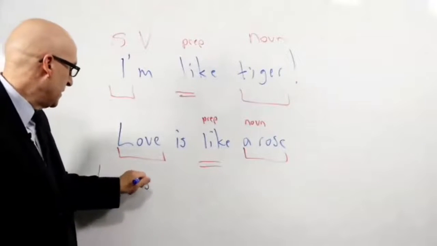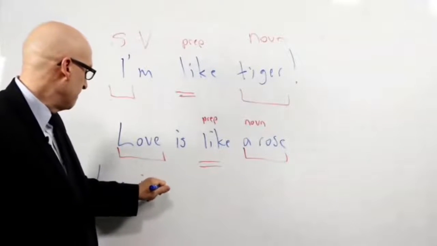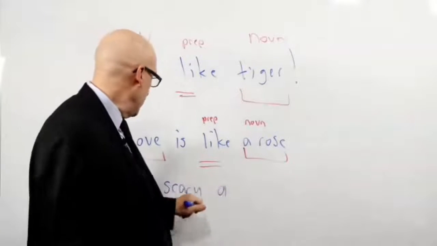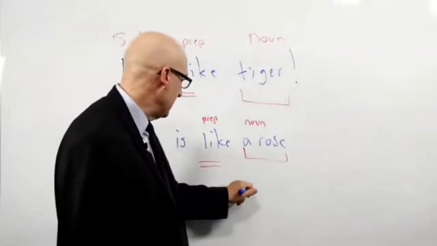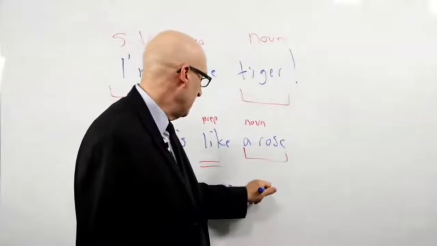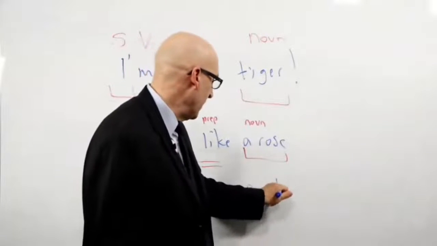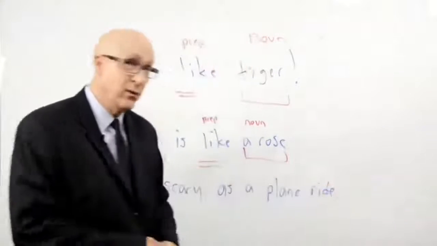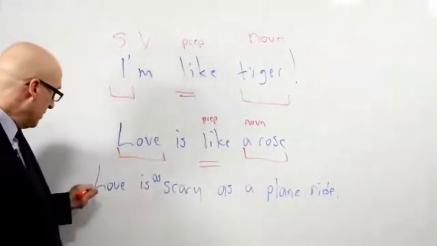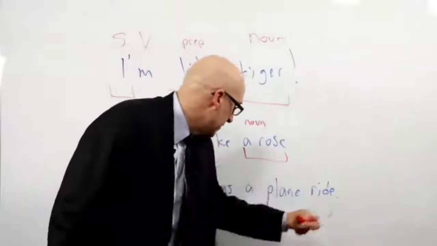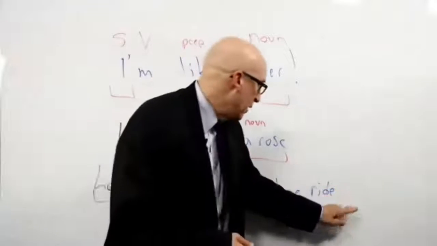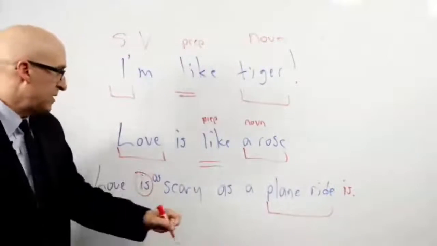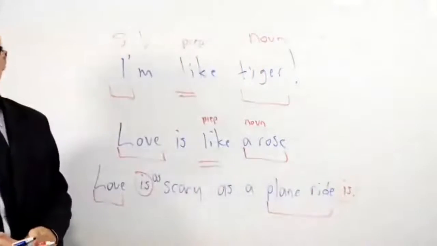Love is, love is scary. Is as scary as a plane ride. I'm just thinking of this right now. It's kind of stupid, but plane rides are scary for some people. So love is as scary as a plane ride. And the implied verb here is, right? But we're using is twice, so we can cut the last one.